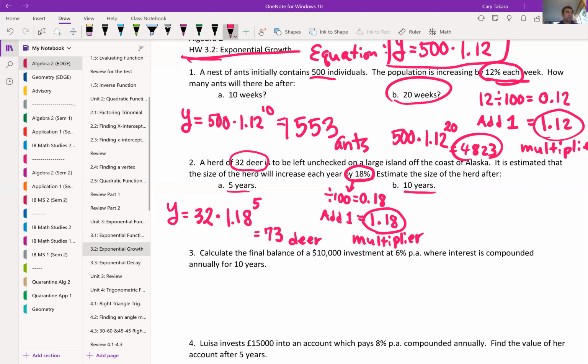Pretty good. No, you don't need to copy the words. Just let's jump right into the equation, okay? Maybe you can just write down like 32 deer, 18% increasing each year, right? And that's all you need. You can write that.